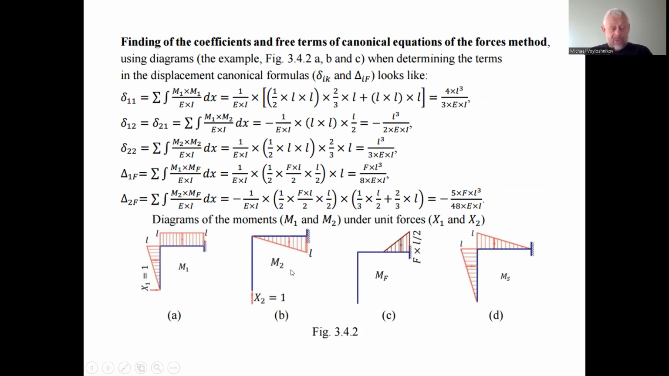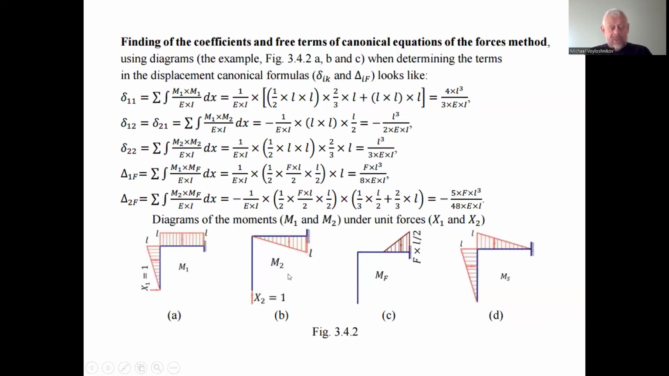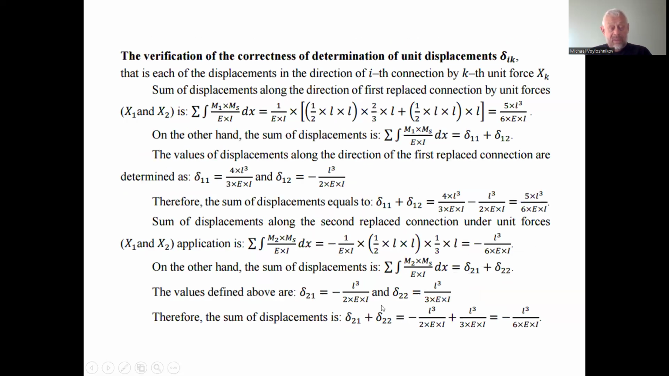But we multiply this diagram by the ordinate of the diagram of the bending moment under the influence of the unit force applied in the second direction. So we do that, as we have here only one segment; along one segment, the diagram is equal to 0. This simplifies a little bit the determination of the product of the diagrams.